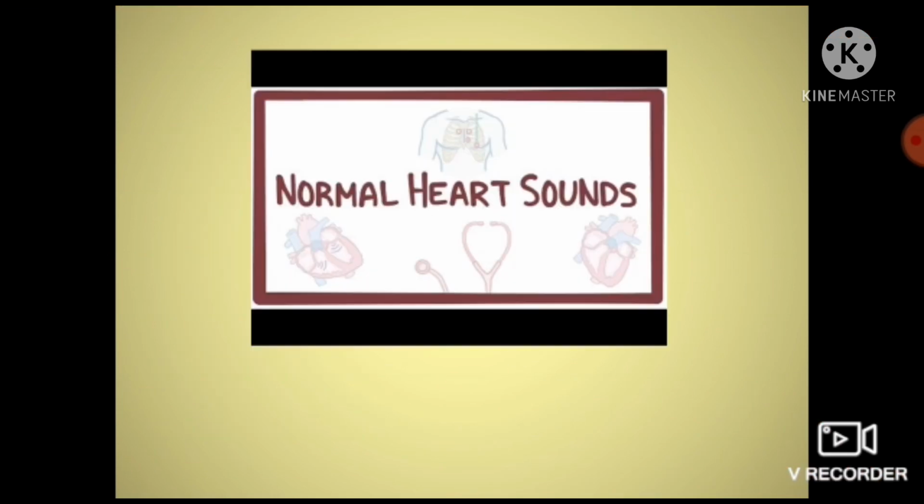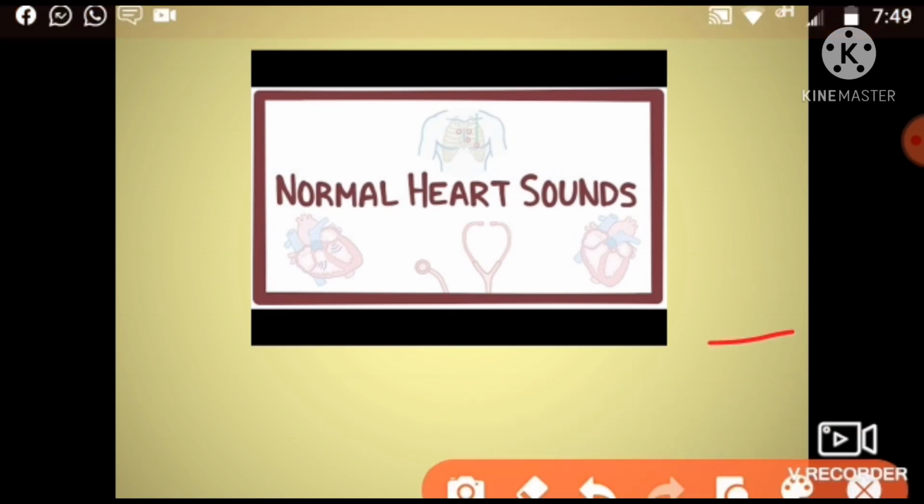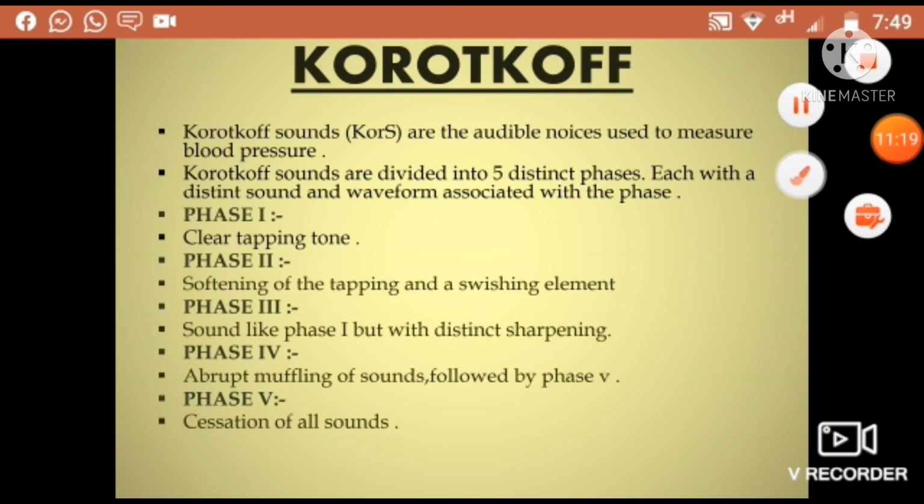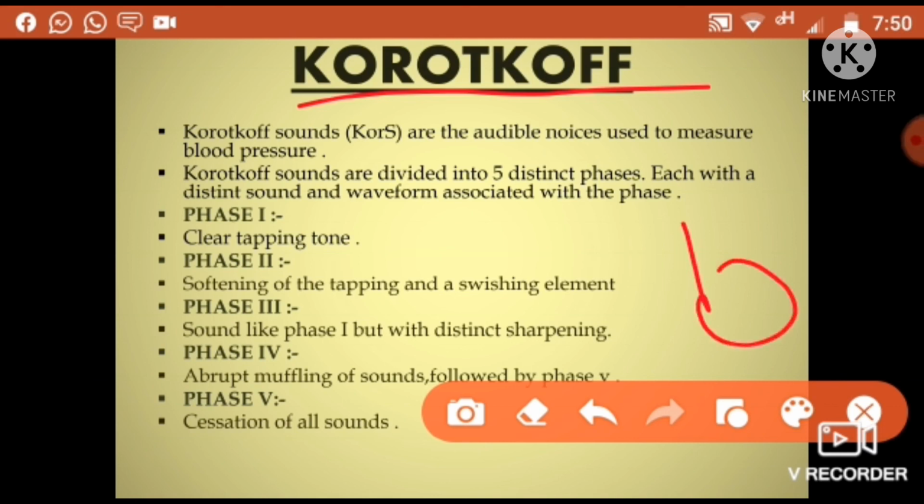these are the normal heart sounds related to blood pressure. It is not concerned with hypertension or hypotension, but as we are discussing blood pressure, these sounds are very important to discuss in this slide. We call these the Korotkoff sounds in biological terms. The Korotkoff sounds are the noises that can be audible with a stethoscope placed over the artery. There is an inflatable cuff wrapped over the arm. This apparatus, along with the stethoscope, gives the Korotkoff sounds.